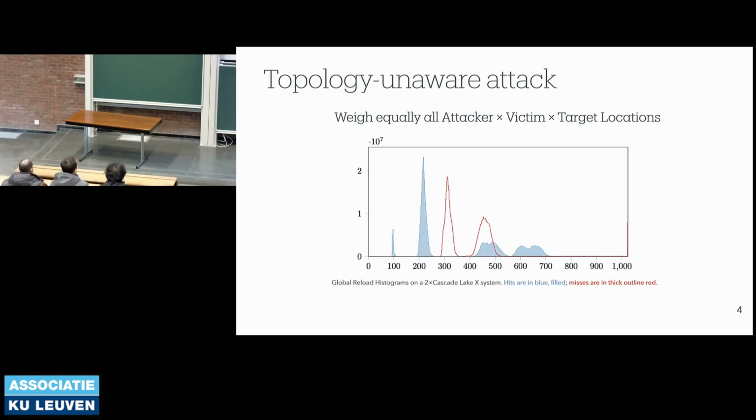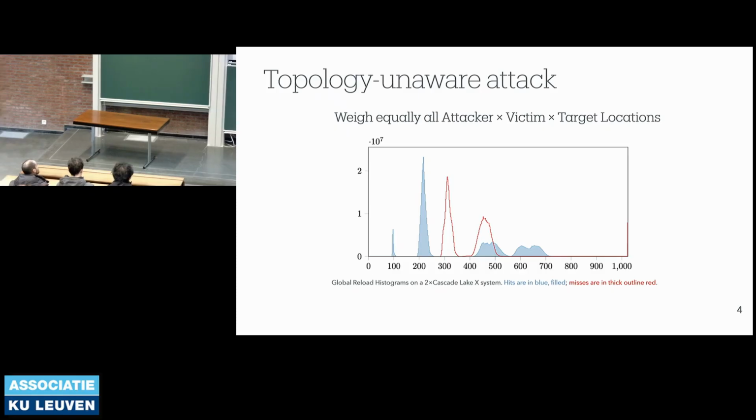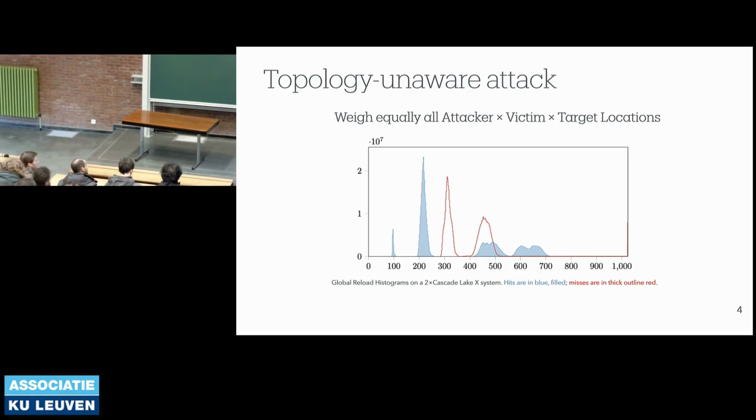So what do we call a topology-unaware attack? If we build our histogram weighting equally all the possible attacker locations, all the victim locations, and all the target locations, then this is what we get for Flush+Reload. Unfortunately, we can't find a single threshold that will work for everybody. On a simpler system, you could pick one threshold, with all the hits on one side and all the misses on the other, and your attack would work very well, even if the kernel migrates things around. But here, if the kernel starts migrating things around, your attack is kind of dead.